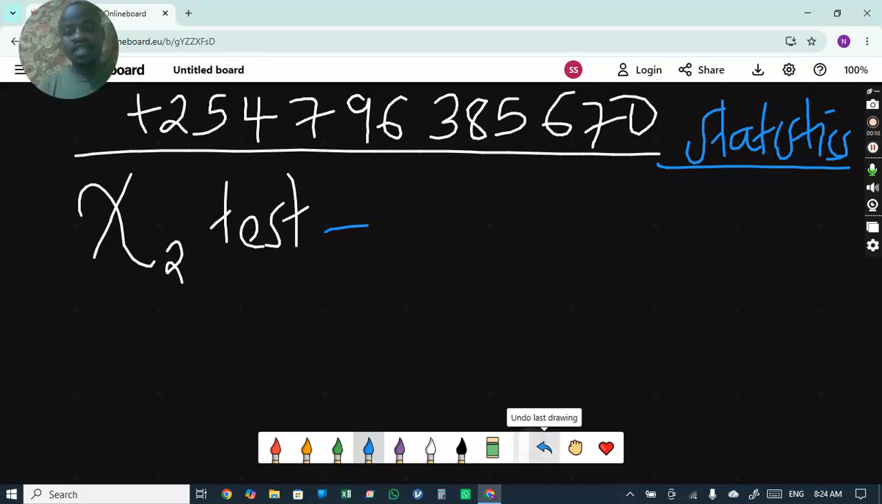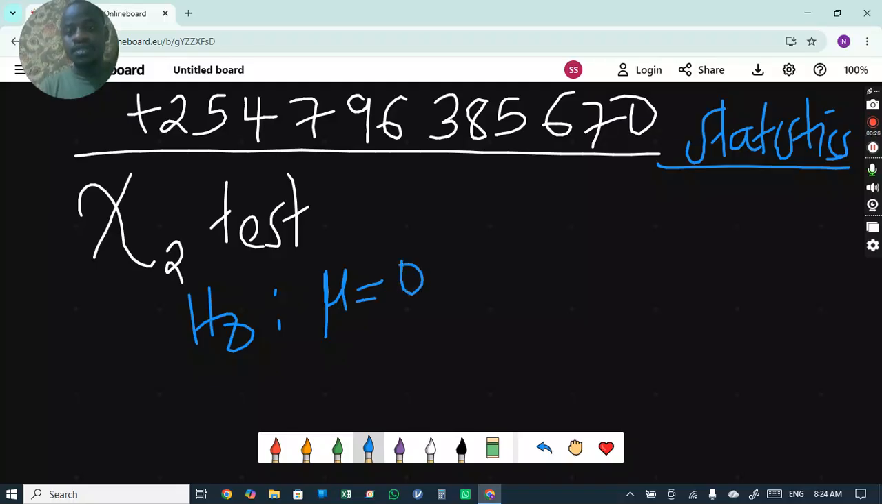For example, this is chi-square test. Chi-square test is normally used to find the relationship between two variables, and the goodness of fit. You must state the null hypothesis, H naught: mu is equal to 0. HA is the alternative hypothesis: our mean is not equal to 0.